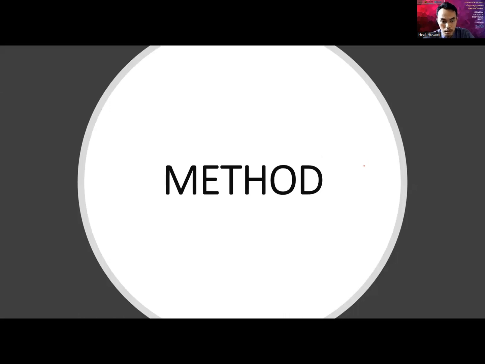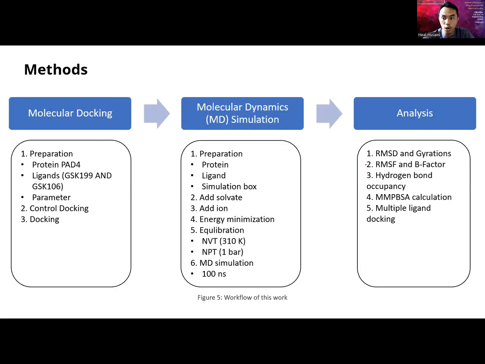Okay, so for the methodology, we start with molecular docking. Preparation involves preparing PAD4 with each protein, ligand, and parameter, and then we do the control docking before proceeding with the docking. For the MD simulation, we also need to prepare the protein, ligand, and simulation. Then we add the solvent, which in our case is water, and we add the counter ion, which is chloride ion, to stabilize the system.